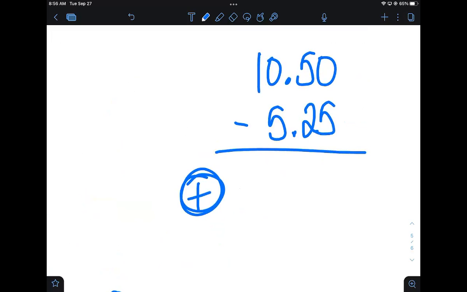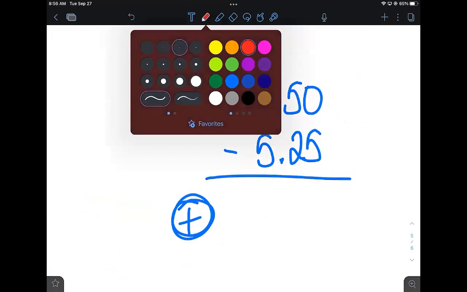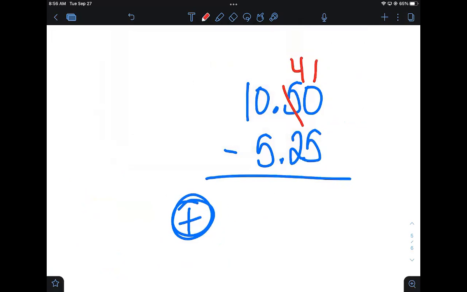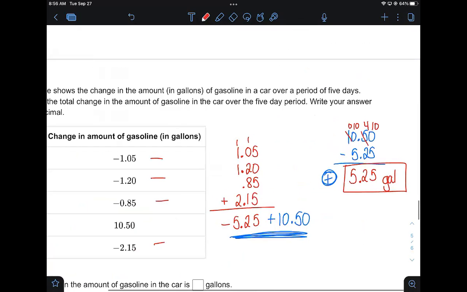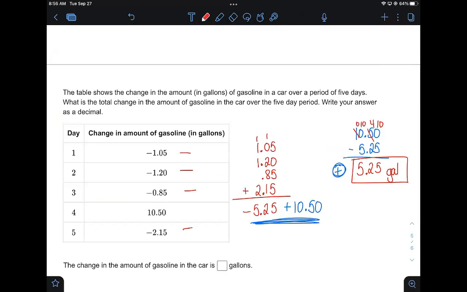Can we do 0 minus 5? Nope, so let's do this one together. Borrow from the 5, make it a 4. What's 10 minus 5? 5. 4 minus 2. Drop down your decimal point. Can't do 0 minus 5. We end up doing 10 minus 5 anyways. What's 10 minus 5? 5. The answer is positive 0.25. And what were we measuring our gas in? Gallons. GAL is the abbreviation for gallons. So ultimately, at the end of the week, we had 0.25 more gallons in the car than what we had previously started with.